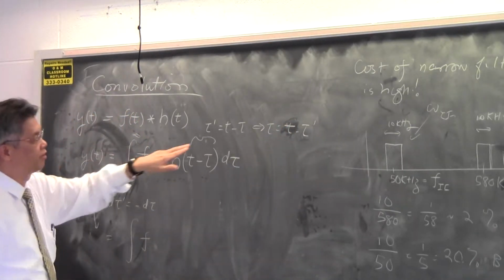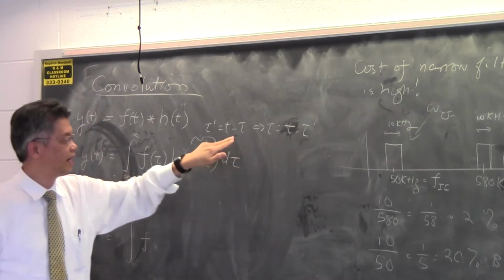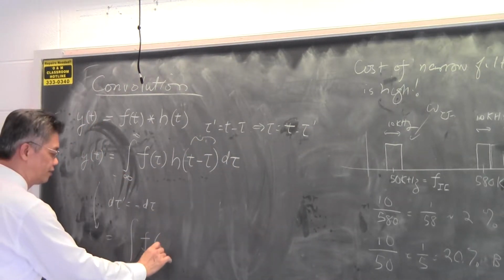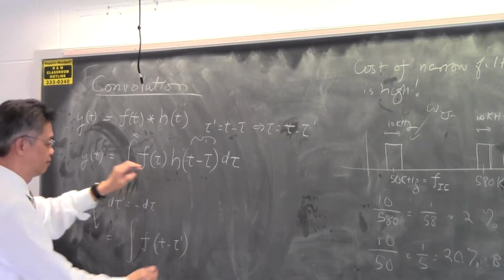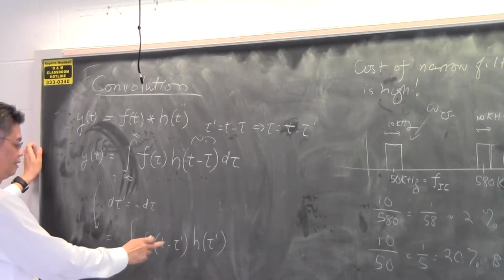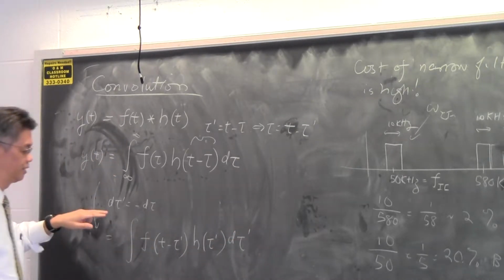Okay, with this change of variable, you can see that the old tau is t minus the new tau, or tau prime. So I can rewrite the first function as t minus tau prime, and the second function is tau prime, and then tau is just minus tau prime by the change of variable.